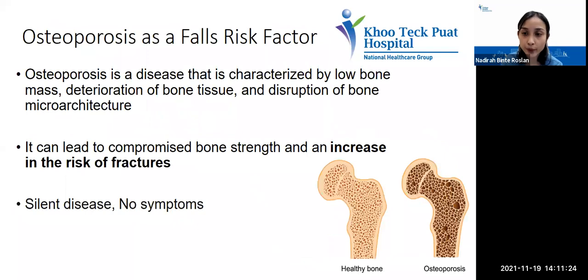So what is osteoporosis and why is it important to understand its impact, especially on falls? Osteoporosis is a disease that is characterized by low bone mass, deterioration of bone tissue, and disruption of bone microarchitecture. This can lead to compromised bone strength and an increase in the risk of fractures. It is usually described as a silent disease because there are often no symptoms, you cannot feel your bones weakening, and it is usually only found out after an elderly has a fall that causes a fracture.